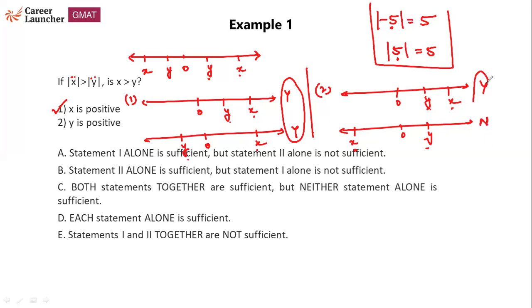Are we getting a definite yes or a definite no as an answer? Sometimes it's yes, sometimes it's no. That means there is no definite yes or no as an answer to the question. That means the second statement alone is not sufficient to answer the question, option A being the correct one here.